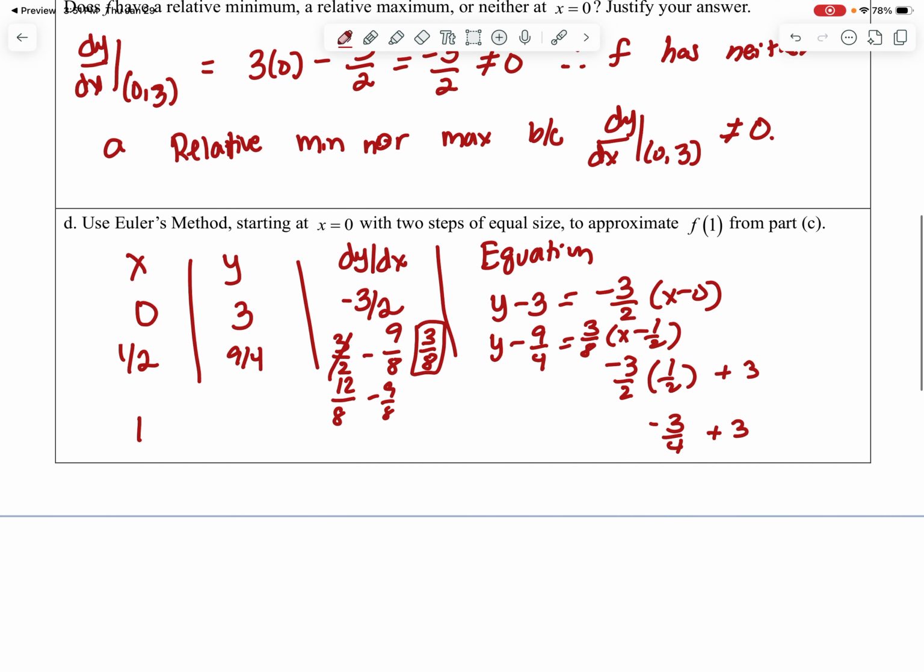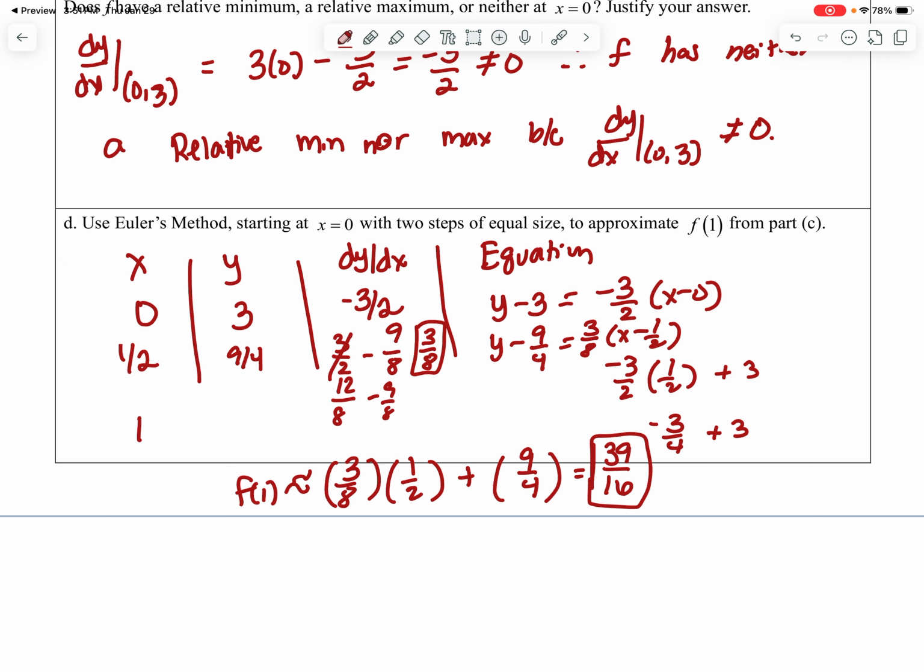And then to approximate 1, that's just 3/8, 1/2, plus 9 over 4. Did you have to simplify that? No. Now, if you did, you should have gotten 39 over 16. If you simplified it and it was an incorrect simplification, then you didn't earn the answer point.